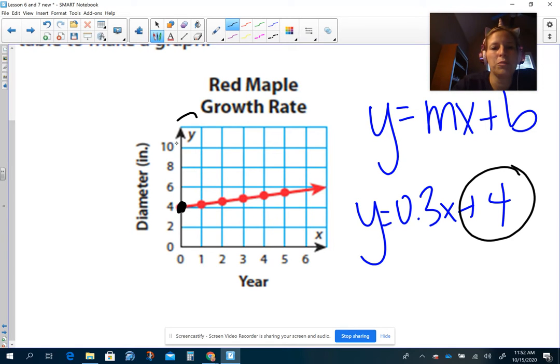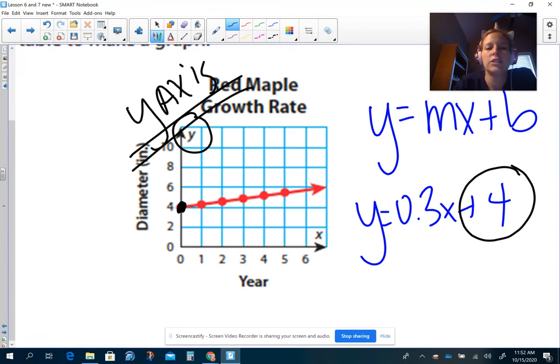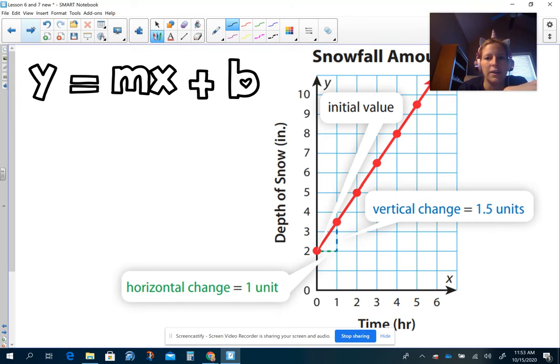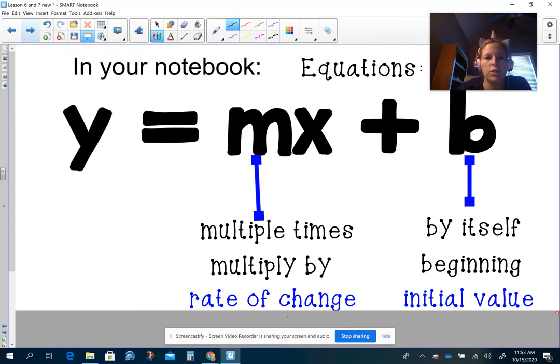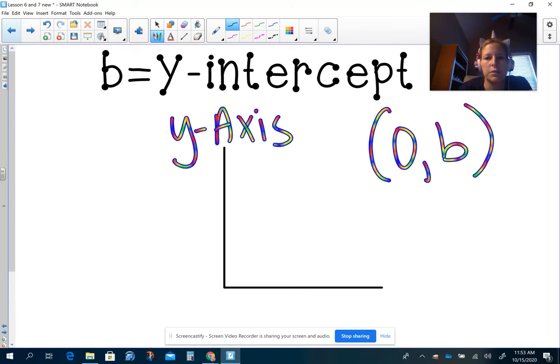Okay, hopefully you realize it's my y-axis. Good, and so I'm going to fast forward just a little bit. Make sure you have your notebooks ready. You have your notebooks ready? Okay, because I want you to, let's see, where do I have it?